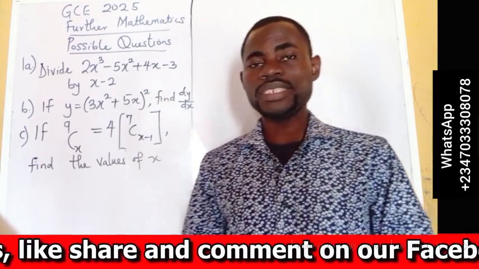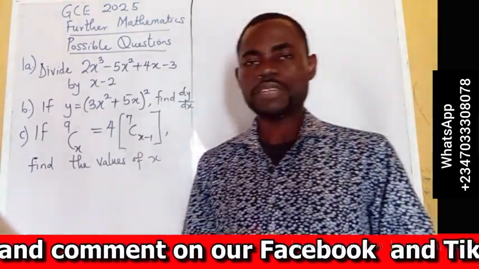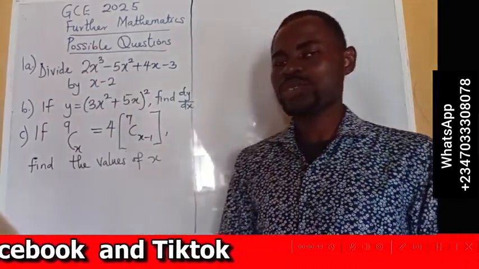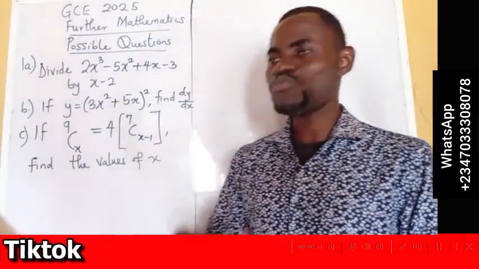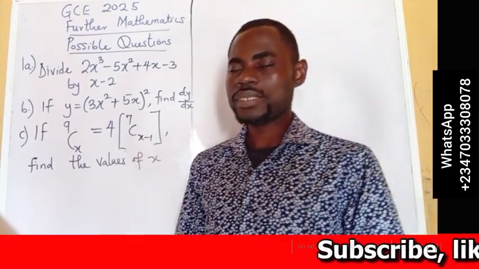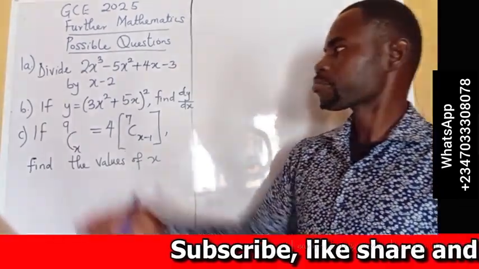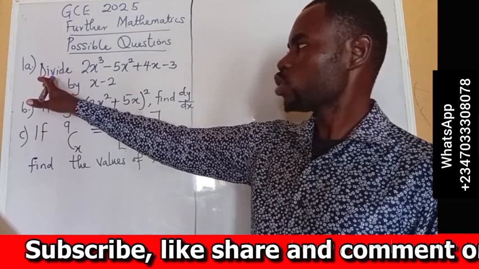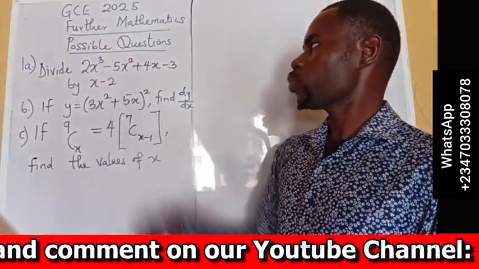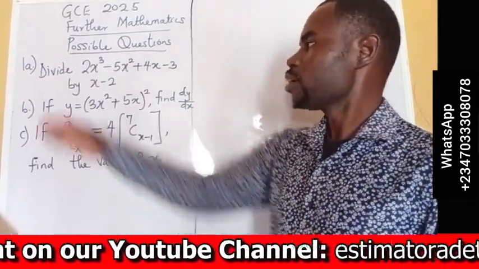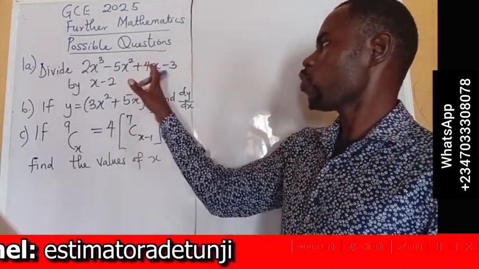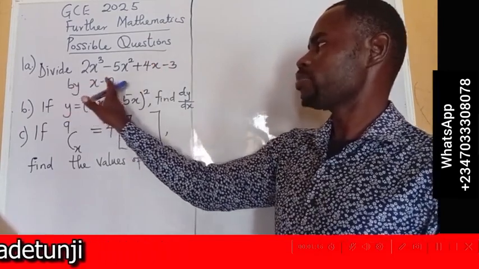As we have all known that GCE 2025 has started and further mathematics will be written this week. Here we are with the possible questions, the likely questions, the questions we know will come out in this year's further mathematics GCE 2025. Here we go. The first question, 1A, telling you we have many questions to solve under this possible question time. Question 1A: divide 2x cubed minus 5x squared plus 4x minus 3 by x minus 2.